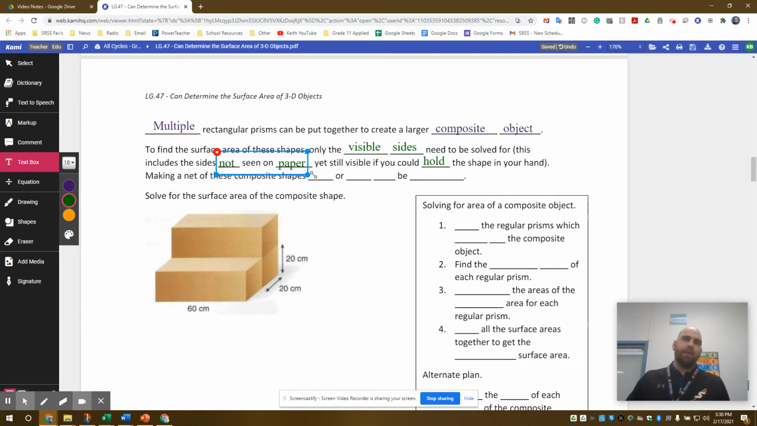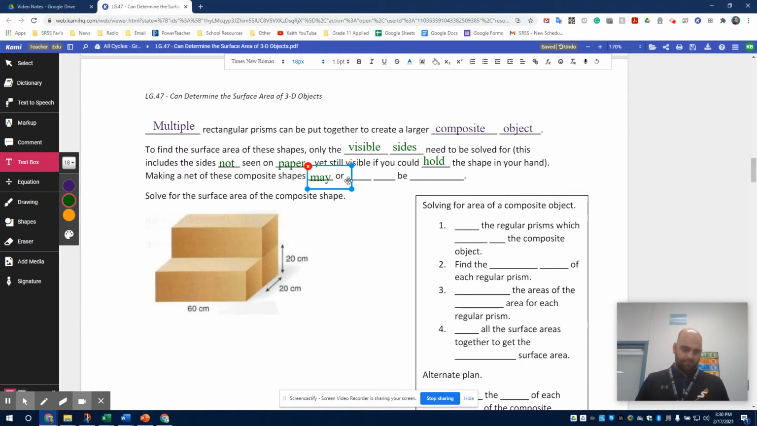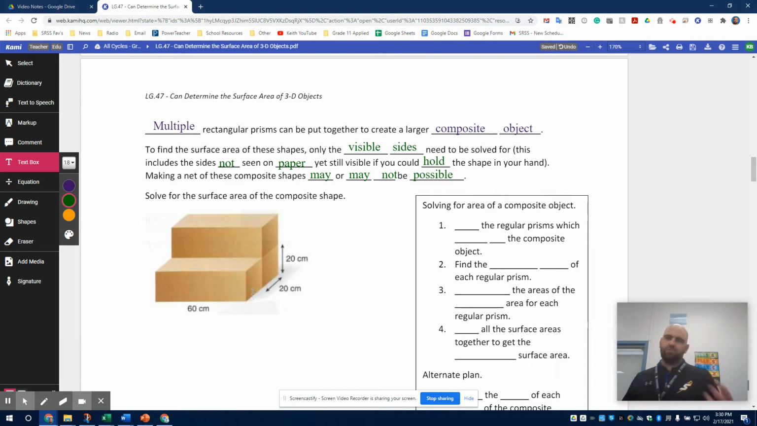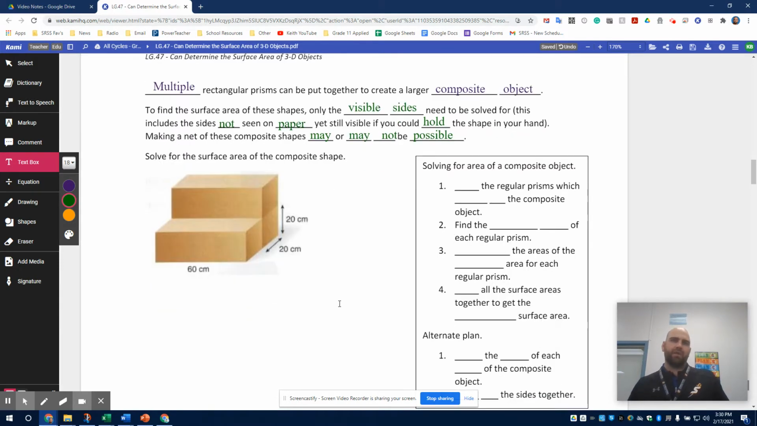Making a net of these composite shapes may or may not be possible. It may or may not be possible to draw a net of these ones, as there could be a lot of shapes and a lot of different stuff that's not necessarily connected in the nicest of ways, if we want to think of it that way. So let's take a look at how we are going to solve for the surface area of this composite shape right here.